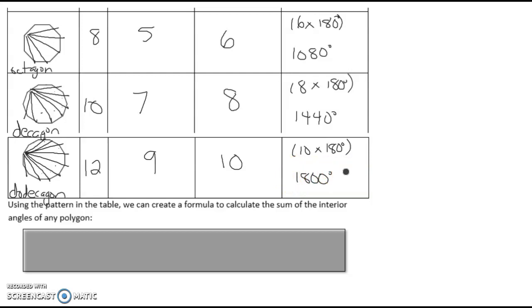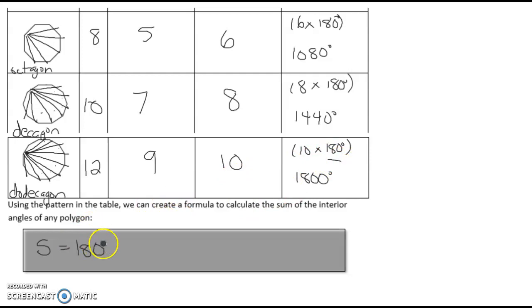Okay, so it says, using the pattern in the table, we can create a formula to calculate the sum of the interior angles of a polygon. So S stands for the sum of the angles. So we know it's 180 degrees.